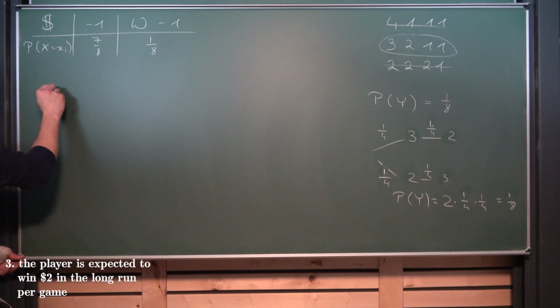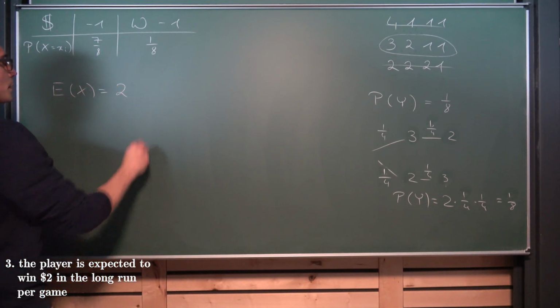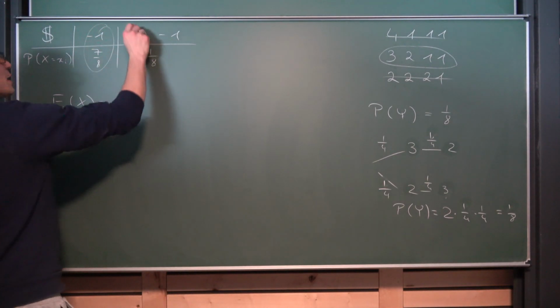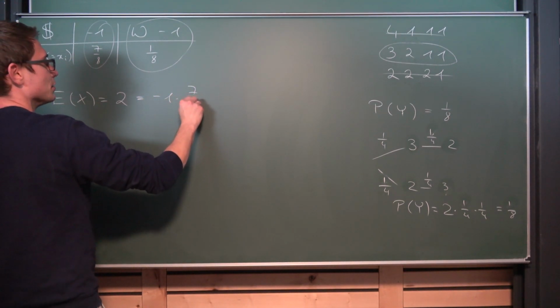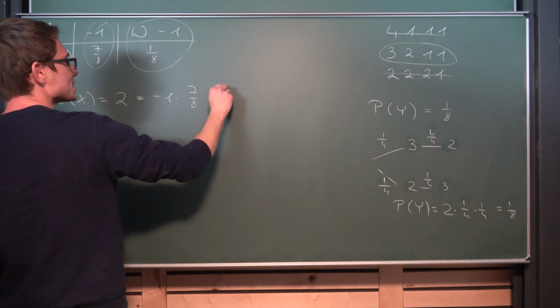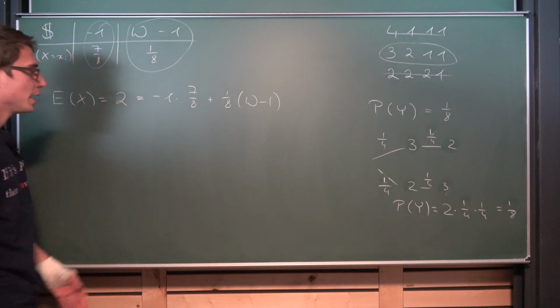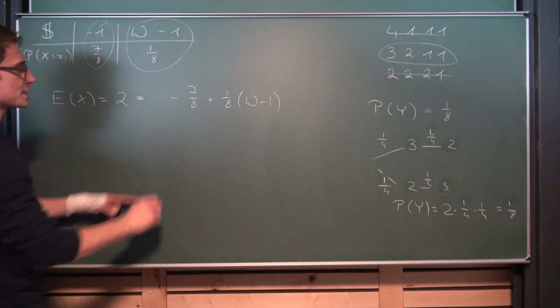In the long run, the expected value of X is going to be $2. Now, in order for you to get the expected value, you just multiply those together and then add those together. So we get -1 times 7/8 and then plus 1/8 times w minus 1. And now we just need to solve this right here. Now this is just -7/8.